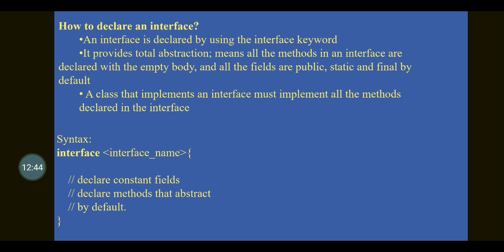When you declare a variable such as int rollNumber inside the interface, it will automatically be assigned as public, static, and final. A class that implements a particular interface must implement all the methods that are declared in the interface. So the syntax: interface followed by a space and the interface name. Within the braces you can give the data fields, and also declare the methods without a body, so the methods declared are by default considered abstract.